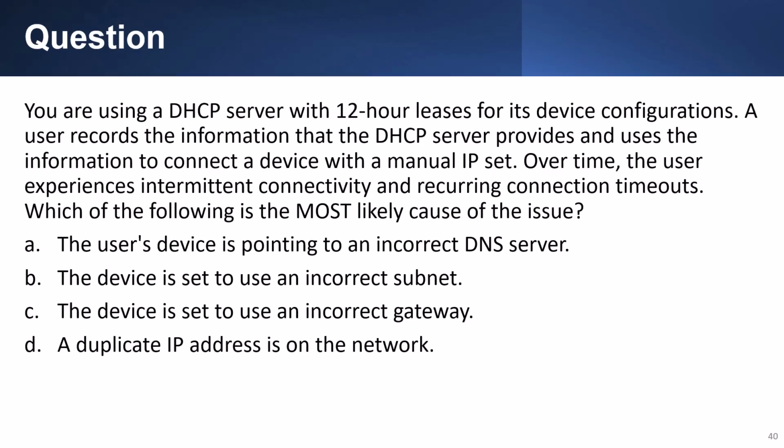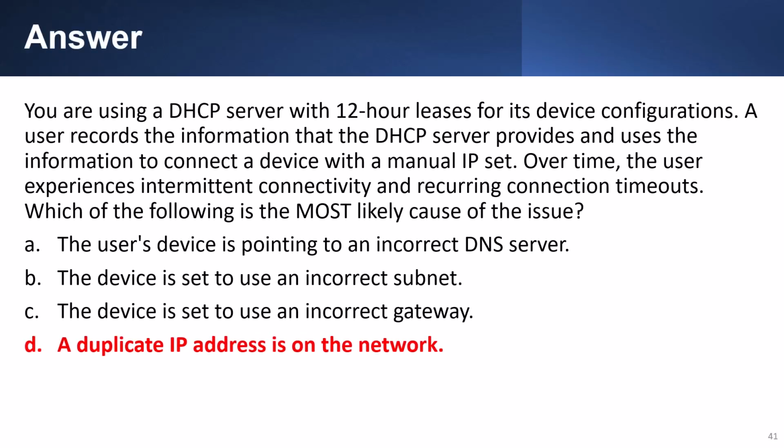Question: You're using a DHCP server with 12-hour leases for its device configurations. The user records the information that the DHCP server provides and uses the information to connect to a device with a manual IP set. Over time, the user experiences intermittent connectivity and recurring connection timeouts. Which of the following is the most likely cause of the problem? Answer: a duplicate IP address is on the network.